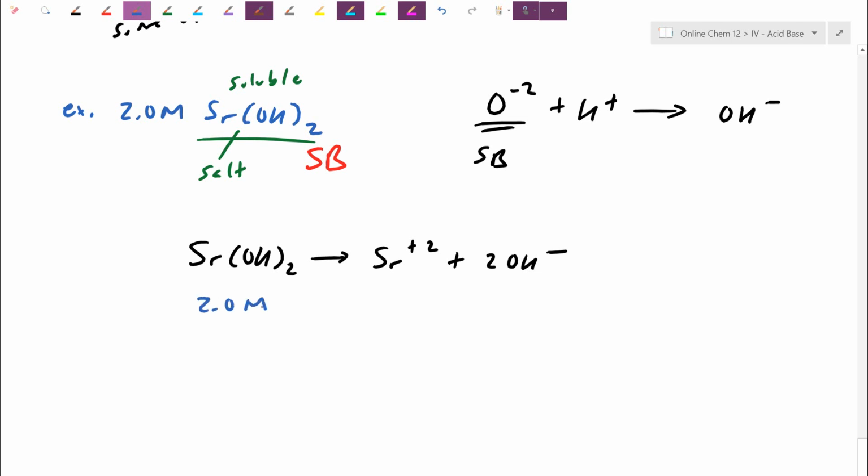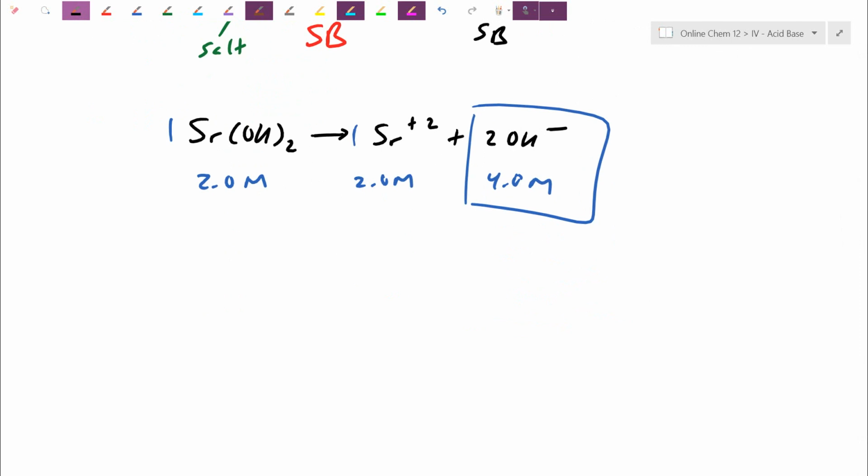We have a 2 molar solution here. We're going to follow our mole ratio here. It's a 1-to-1 ratio, so we get 2 molar strontium ions, 1-to-2 ratio. We get 4 molar hydroxide ions here. We don't really care about the strontium. It's just going to be a spectator for now. We now know we're in a heavily basic solution. It's 4 molar hydroxide. So imagine with me here.